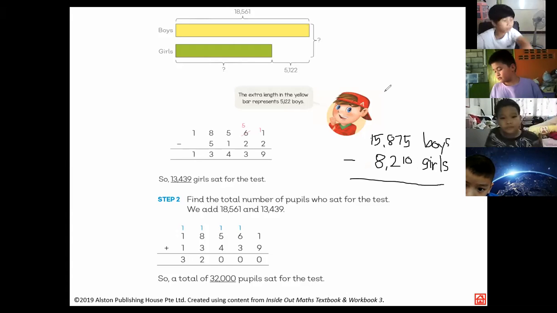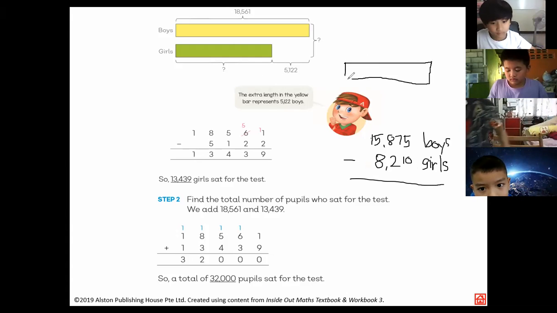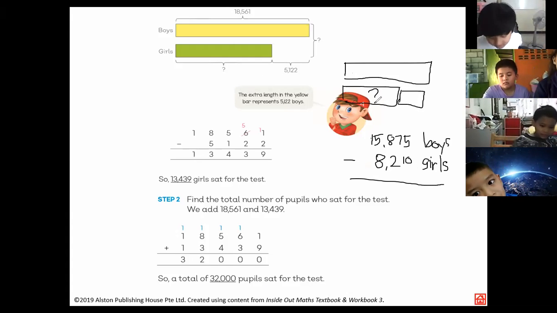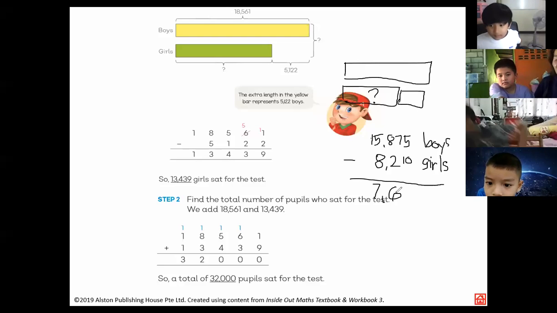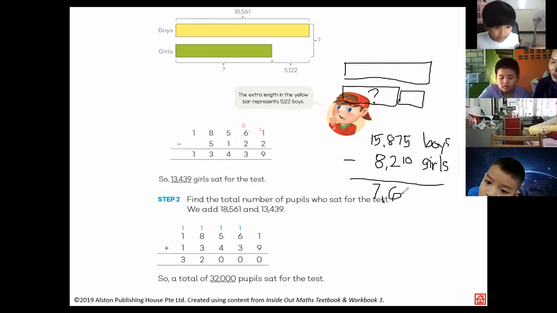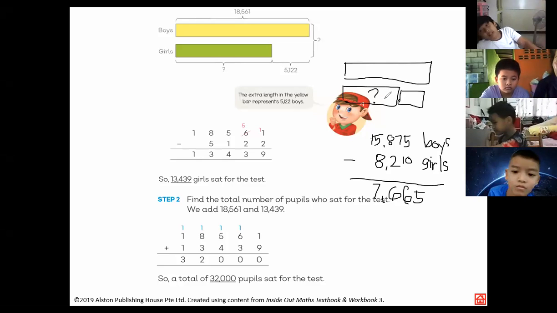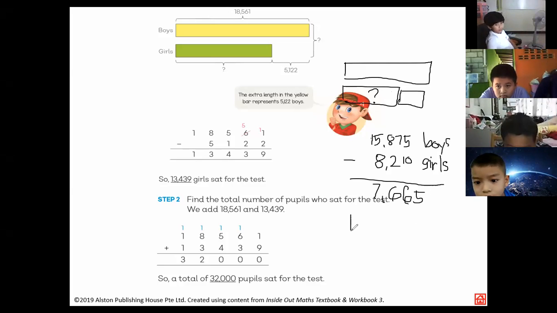All right, so let's try to find out. Who would like to answer? Me. Okay, who's she? 7,665. Again, 7,665. Okay. So this is the number of girls, right? So now all we have to do is to add 7,665, add 15,875.